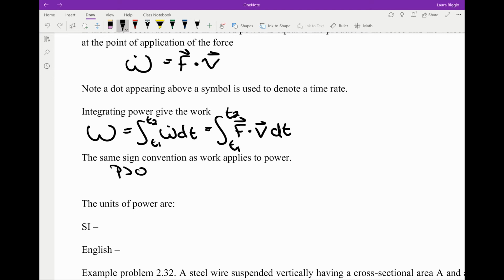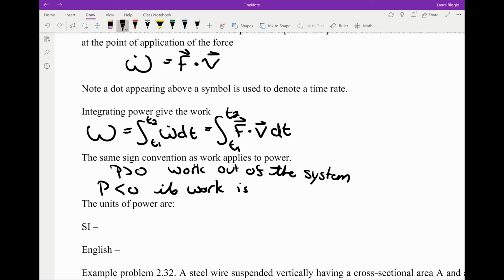So power is positive if we have work out of the system, and power is negative if work is into the system.